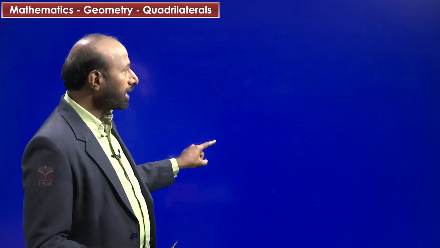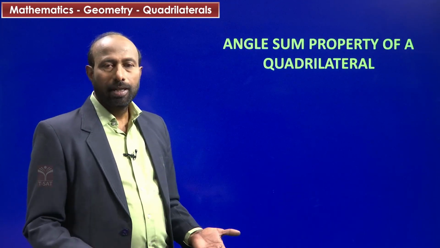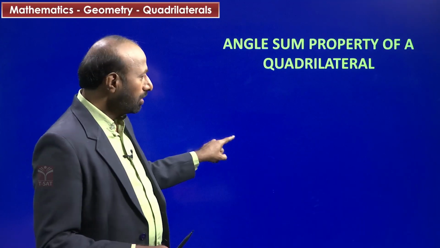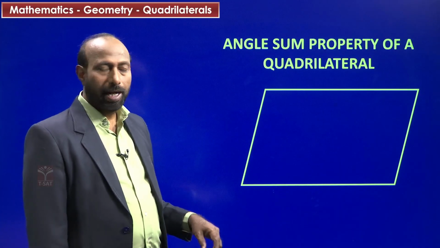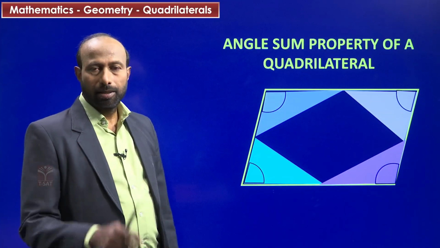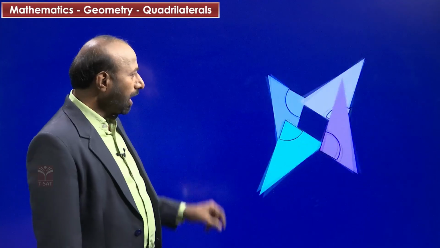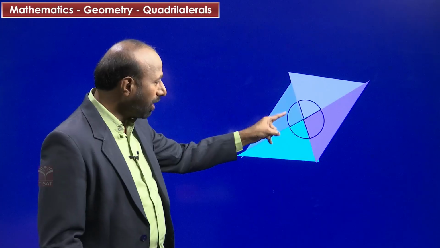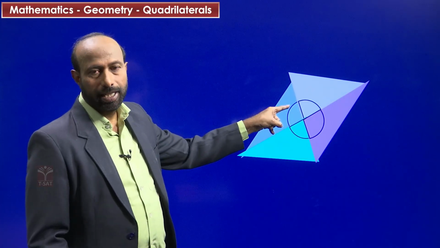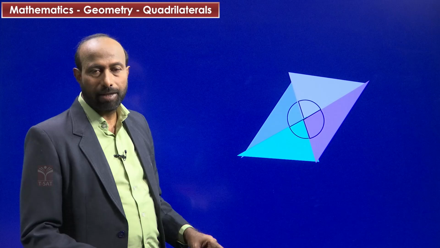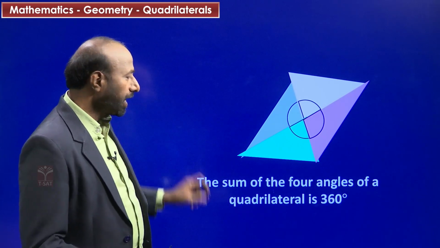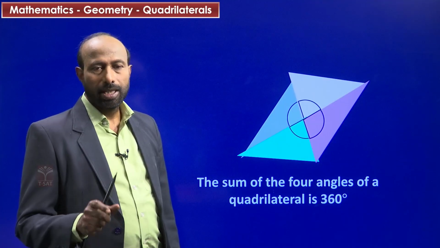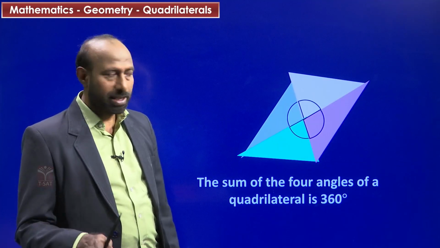Let us see what are the types of quadrilateral. Before that, what is the angle sum property of a quadrilateral? That is, what is the sum of the angles. See, we have a quadrilateral here and we know that there are 4 angles in a quadrilateral. If we join all these angles, we can see that the sum of the angles forms a complete angle, that is 360 degrees. So, we can say that the sum of all angles in a quadrilateral is 360 degrees. The complete angle is equal to 360, so the sum of the 4 angles of a quadrilateral is 360 degrees.